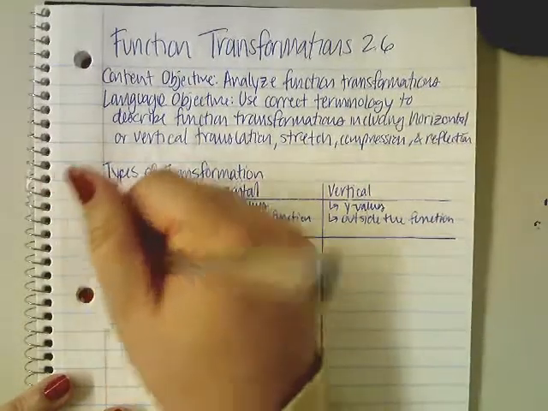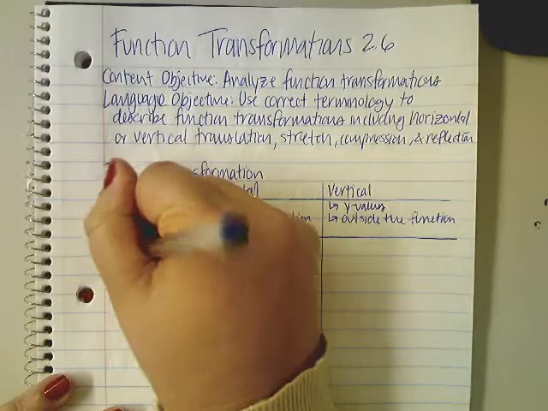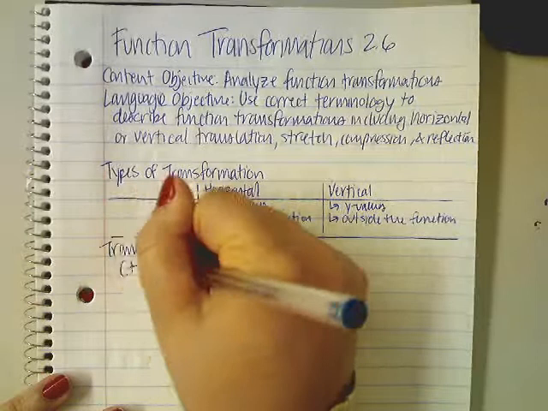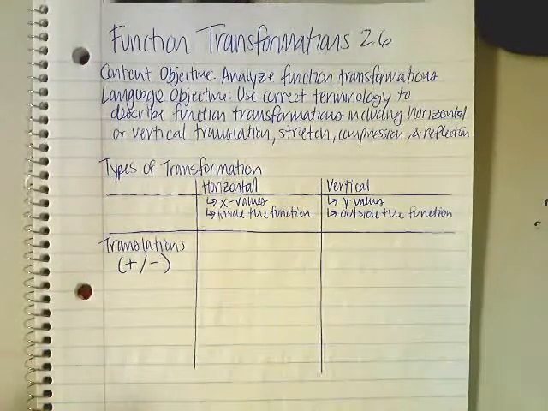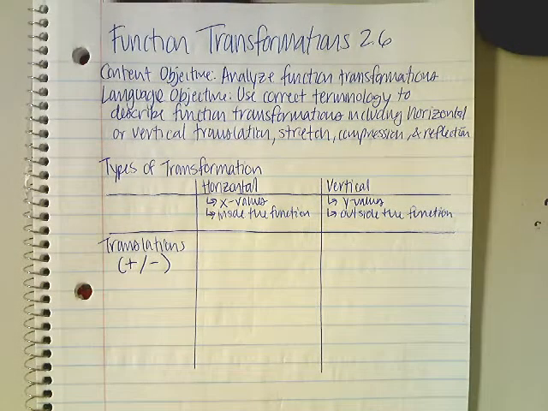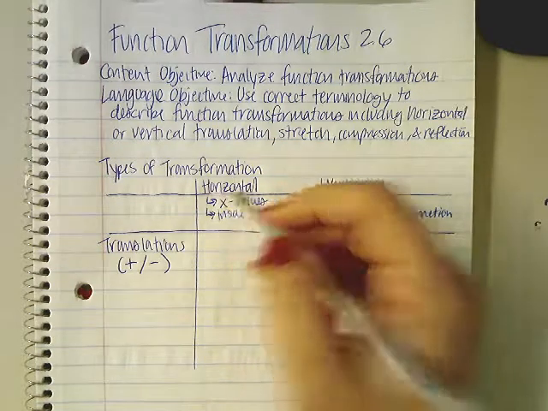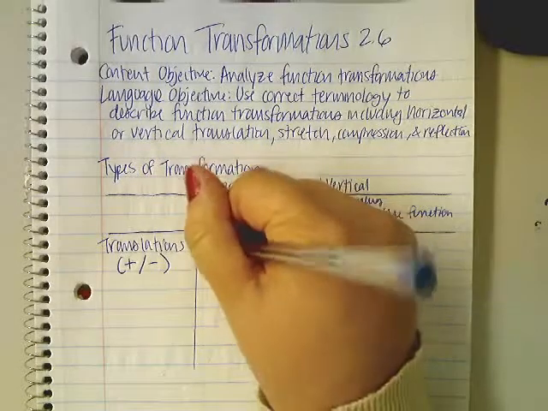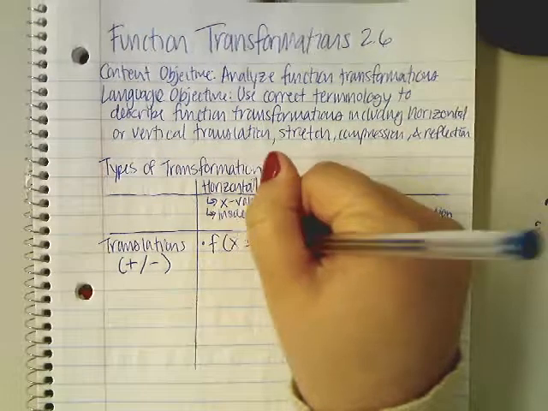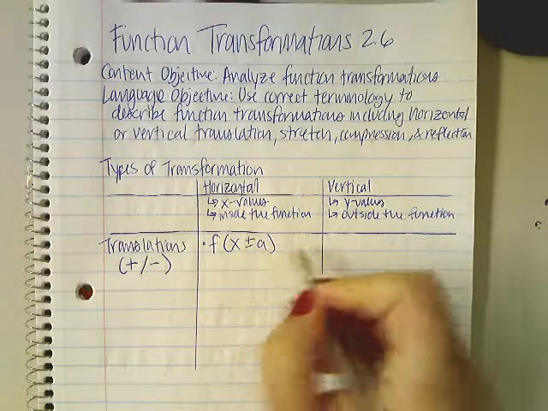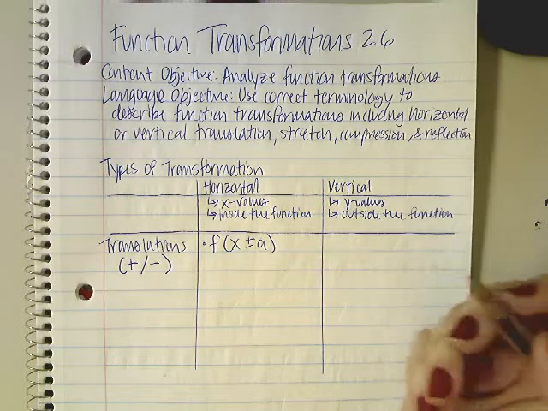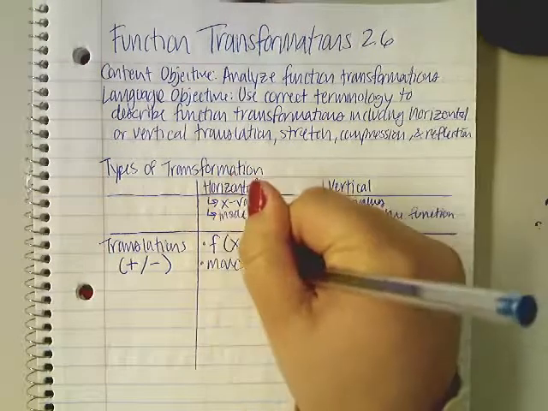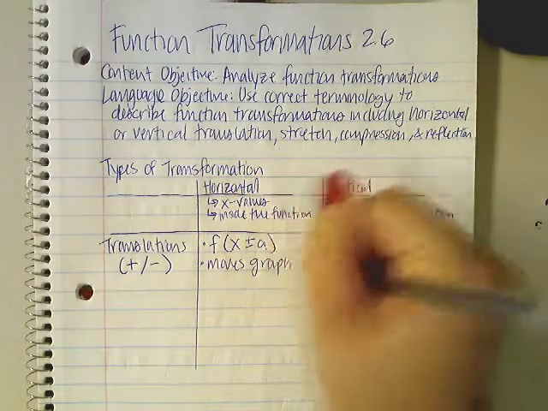is translations. So translations can be horizontal or vertical, but they will always be added or subtracted to our function. If they are horizontal, again, it's happening inside the graph, or inside the function. So it would be written as something like f of x plus or minus a. So it could be x plus a or x minus a, where a is some number. And it's going to move the graph left or right.